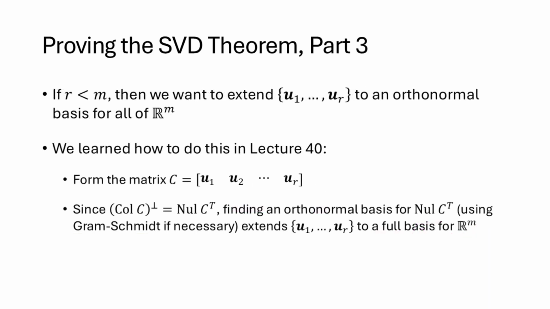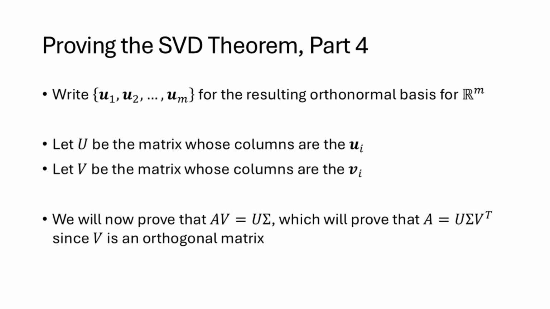Now, if r is less than m, we want to extend this set of u vectors to a full orthonormal basis for all of Rm. And we learned how to do this in lecture 40, and we've done it a few times since. We form the matrix C that has those vectors as its columns, and since the orthogonal complement of the column space of C is the null space of C transpose, we find an orthonormal basis for Null C transpose. We row reduce C transpose, write the solution in parametric vector form, and we apply Gram-Schmidt to those solution vectors if necessary. So once we do that, we'll have a full orthonormal basis for Rm.